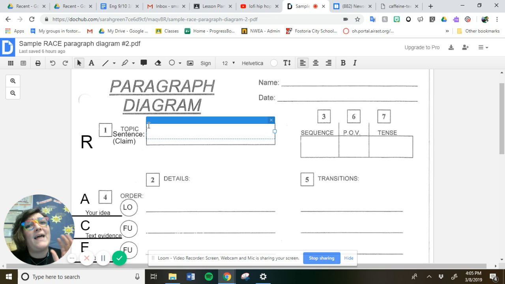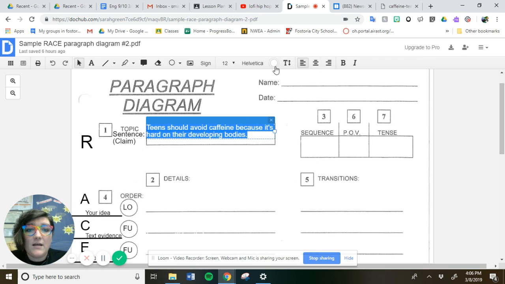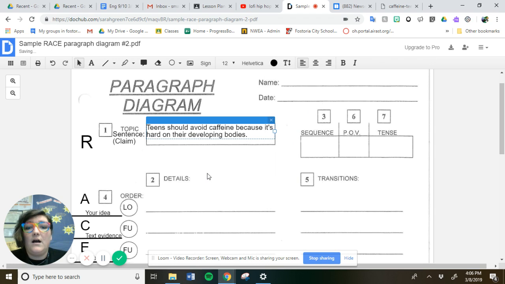Okay? But remember that claims come in every body paragraph, right? And they're usually the main idea sentence of the paragraph, which for us means that it's the topic sentence, right? So right here, I've got your topic sentence, and I've even written ding, ding, ding, claim right here, okay? Your claim is the reason why you feel your argument is true, okay? So in this particular claim, I feel that this claim is true because teens should avoid caffeine because it's hard on their developing bodies. I feel like you guys should avoid caffeine because when you're growing, it's not great for you, okay?